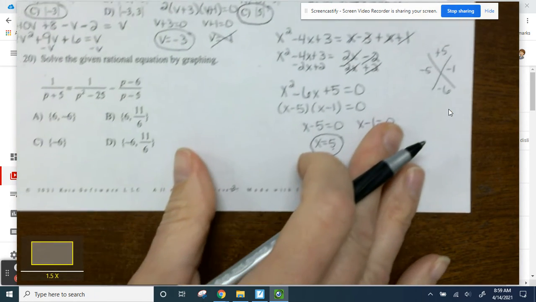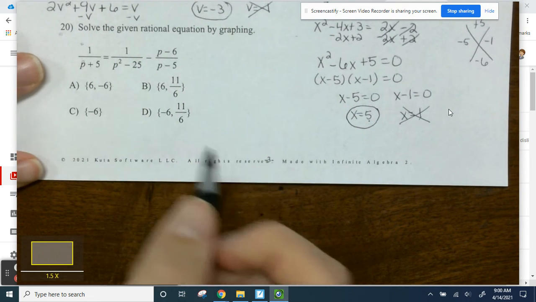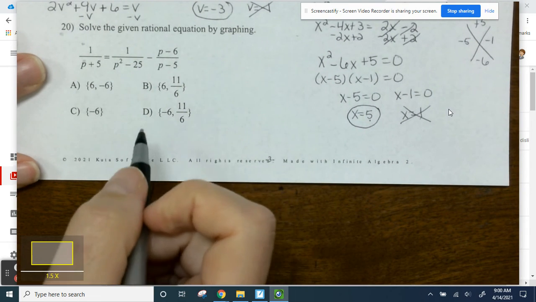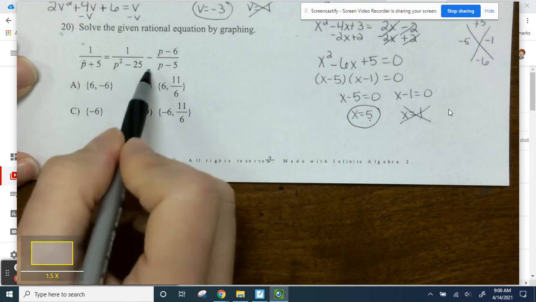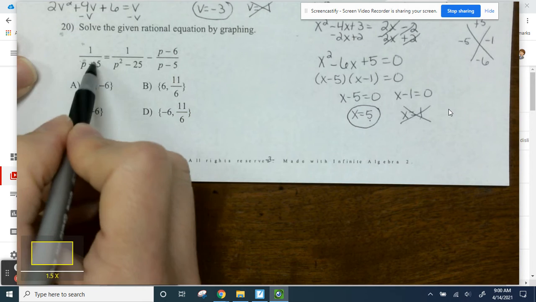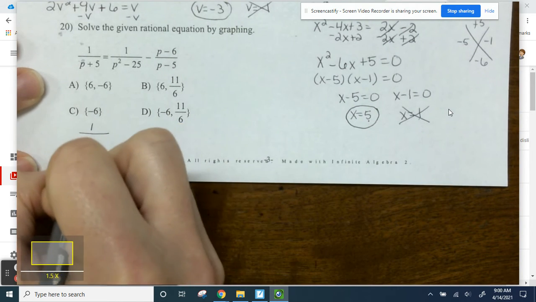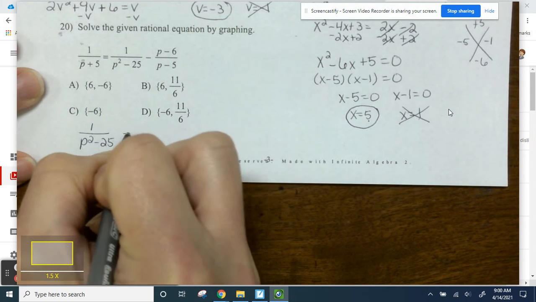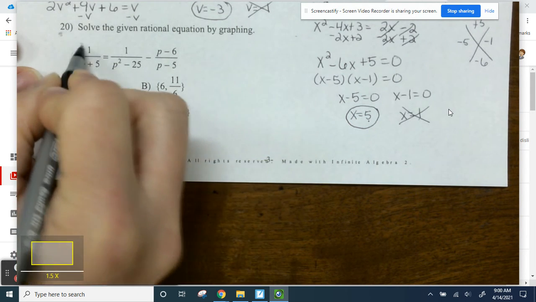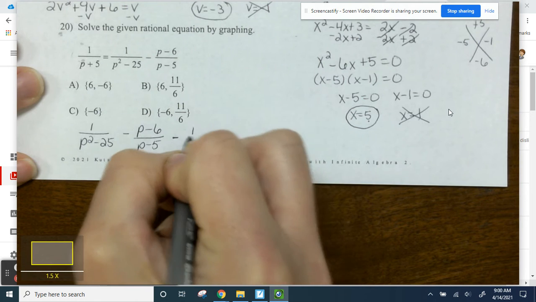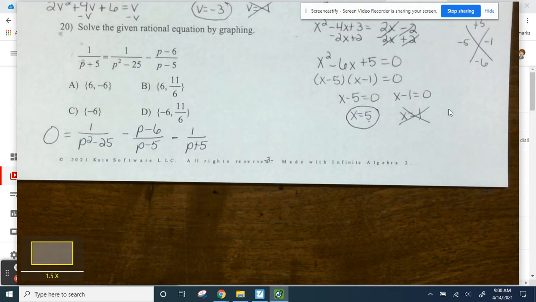Okay, last one. And for this one, we graph it. So we need to get this equal to 0 in order to graph. So what I'm going to do is move this one over. Instead of moving both of these over to the left, I'm going to move this one over to the right. So we're going to have 1 over p squared minus 25 minus p minus 6 over p minus 5. And this is positive, so if I move it over, it's going to become negative. 1 over p plus 5, and that's all equal to 0.